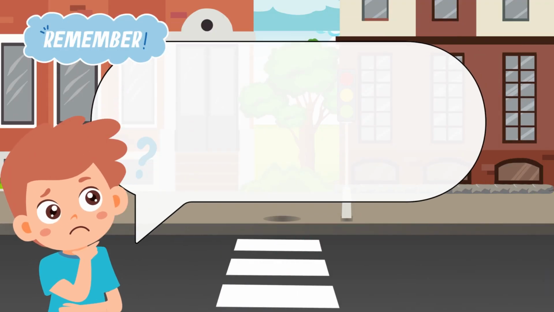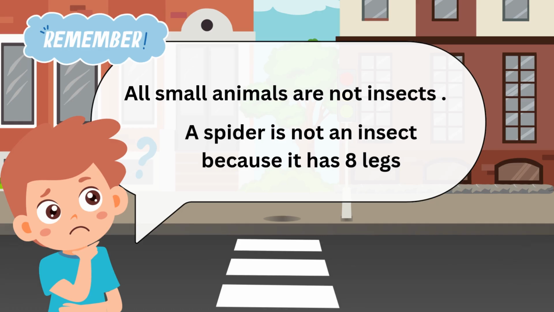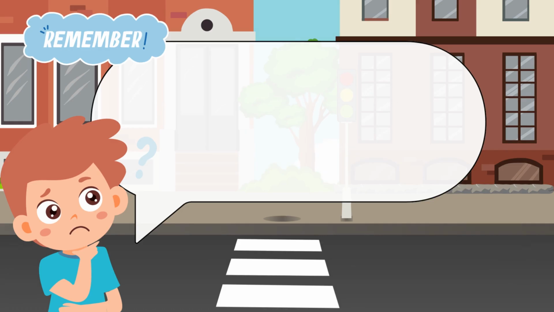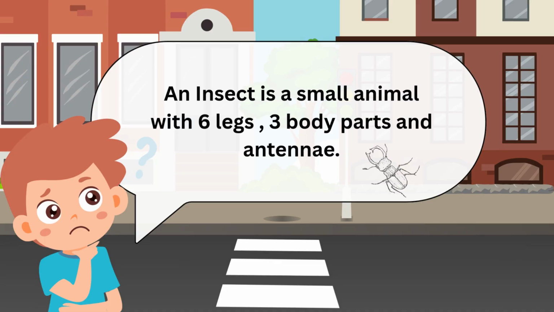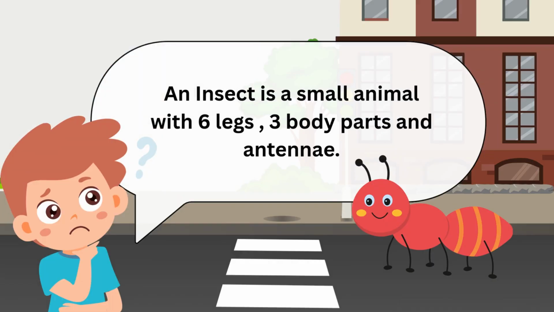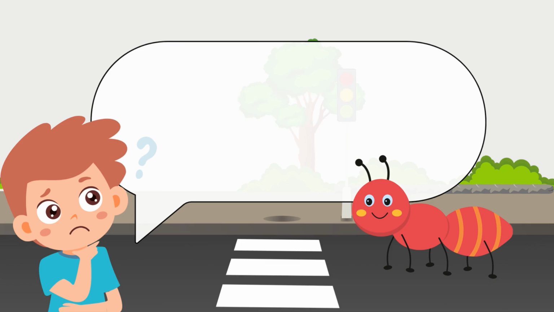Remember, all small animals are not insects. A spider is not an insect because it has 8 legs. So the correct definition is: an insect is a small animal with 6 legs, 3 body parts, and antennae.